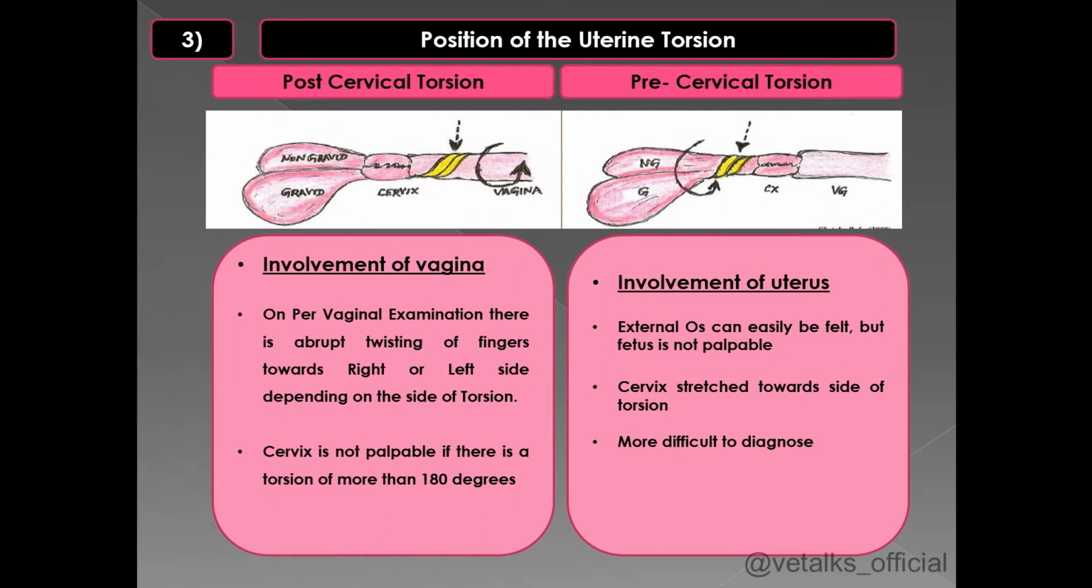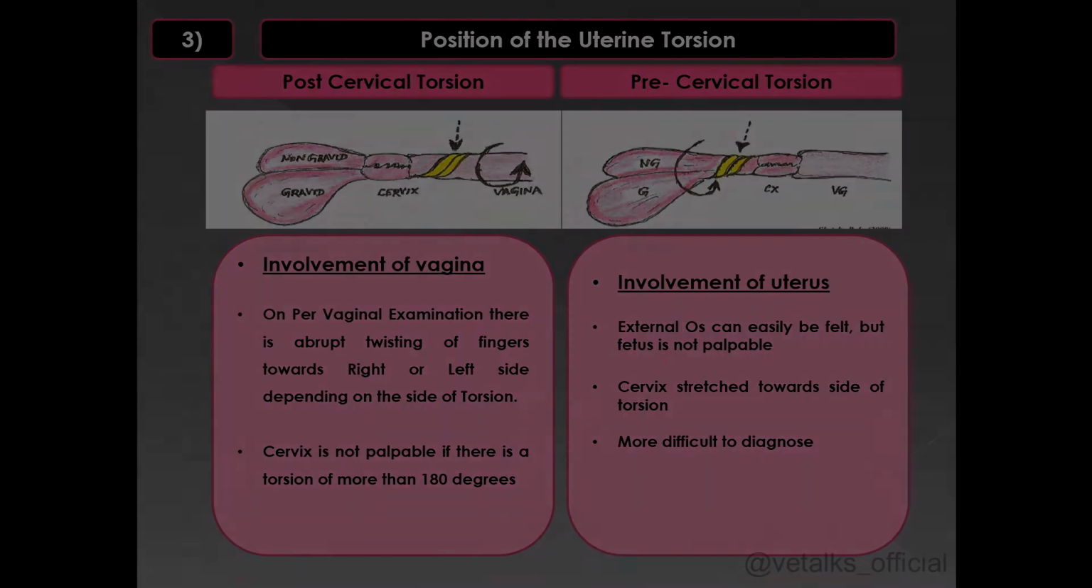On per-vaginal examination, there is abrupt twisting of fingers towards the right or left side depending upon the site of torsion in case of post-cervical torsion. And the cervix is not palpable if there is a torsion of more than 180 degrees. While in case of pre-cervical torsion, the external os can be easily felt, but the fetus is not palpable. And the cervix is stretched towards the side of the torsion. This type of uterine torsion is more difficult to diagnose than the post-cervical torsion.